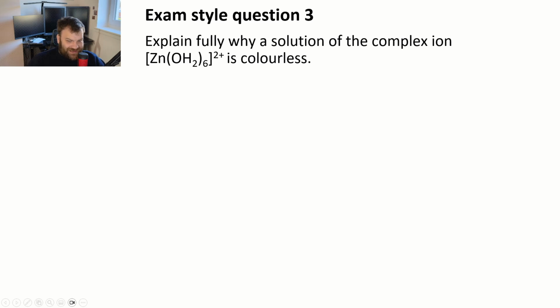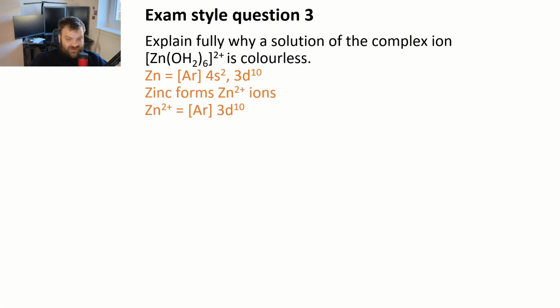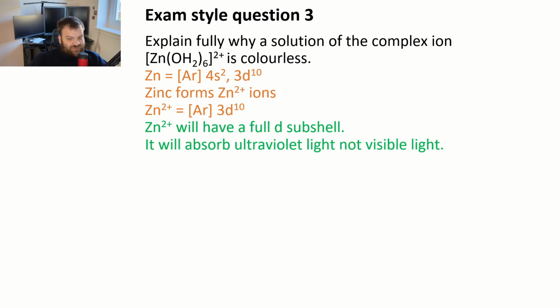Number 3 here, we're asked about why a particular solution is going to be colourless. And this one we need to catch that we're talking about zinc. Zinc was one of those two that didn't quite fit into the category of transition metals because as an ion, it has a full d subshell, whereas a transition metal needs an incomplete d subshell in at least one of its ions. Because it has a full d subshell, that's quite a stable arrangement. It will absorb ultraviolet light, not visible light, and that will result in a colourless solution being formed.